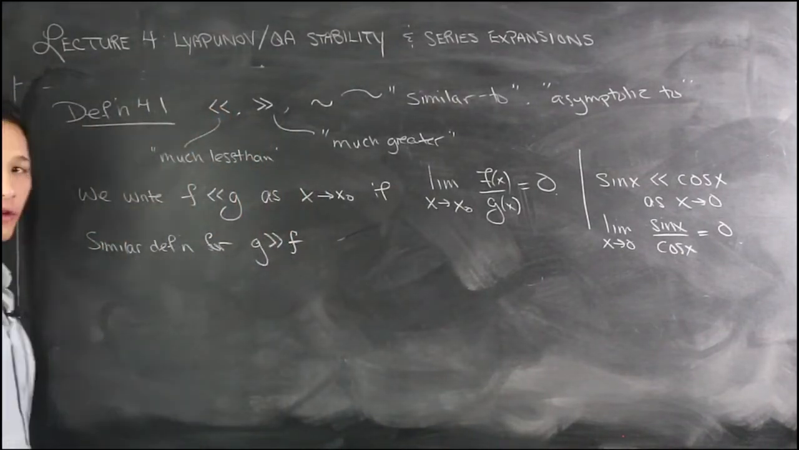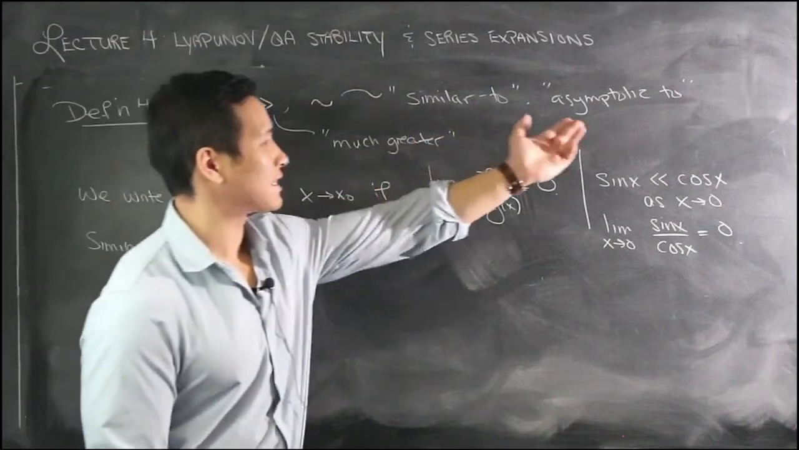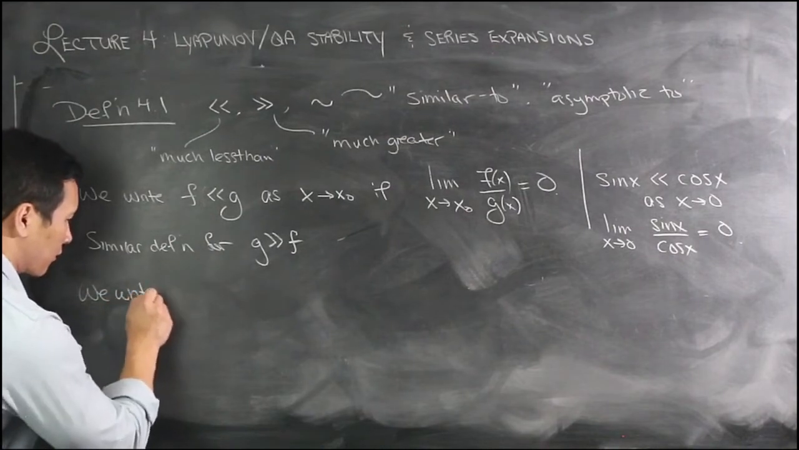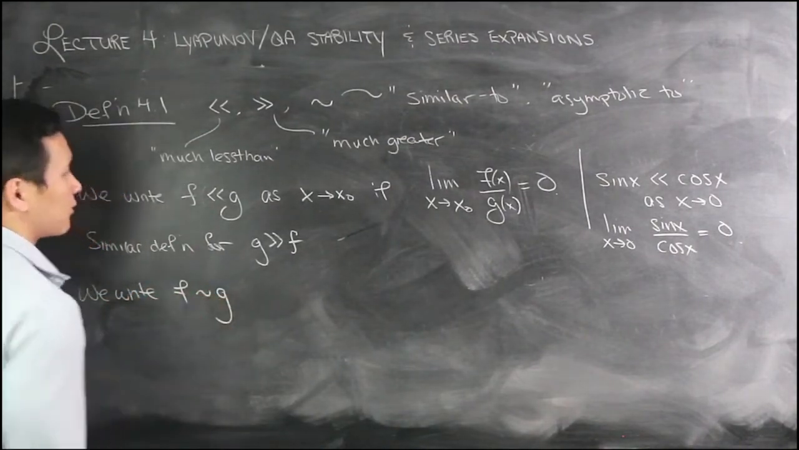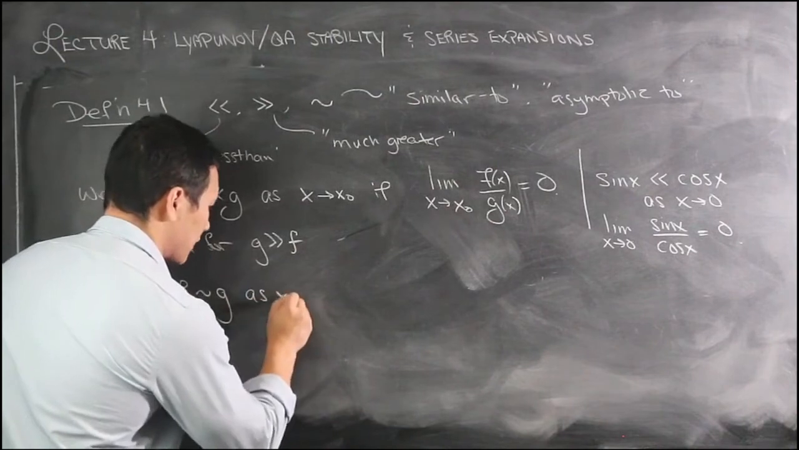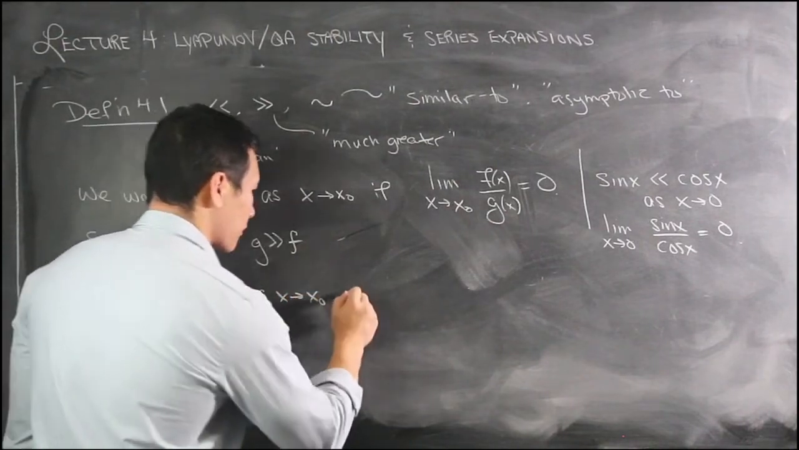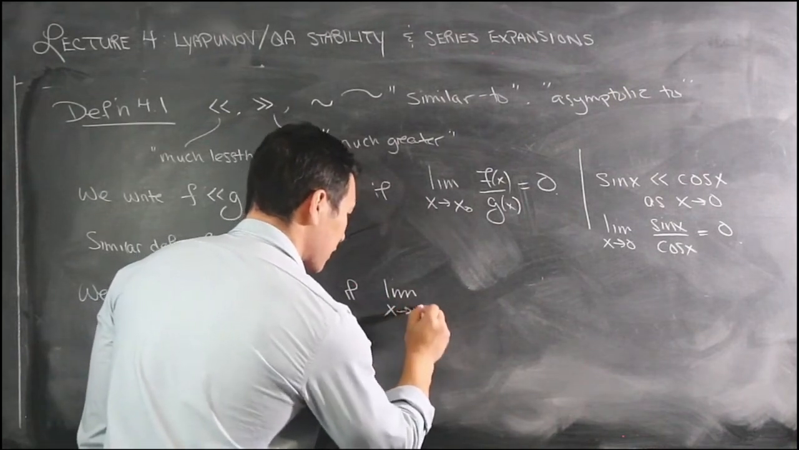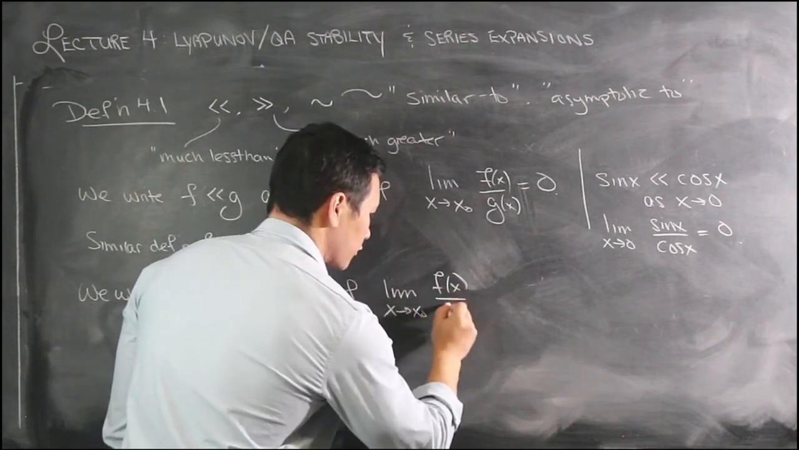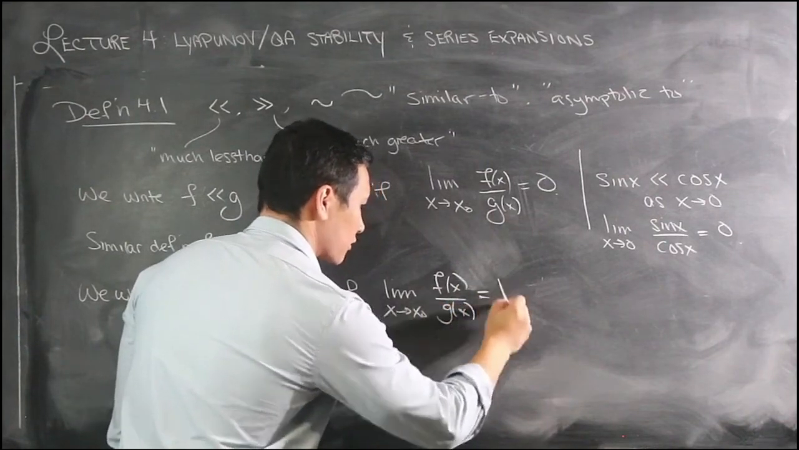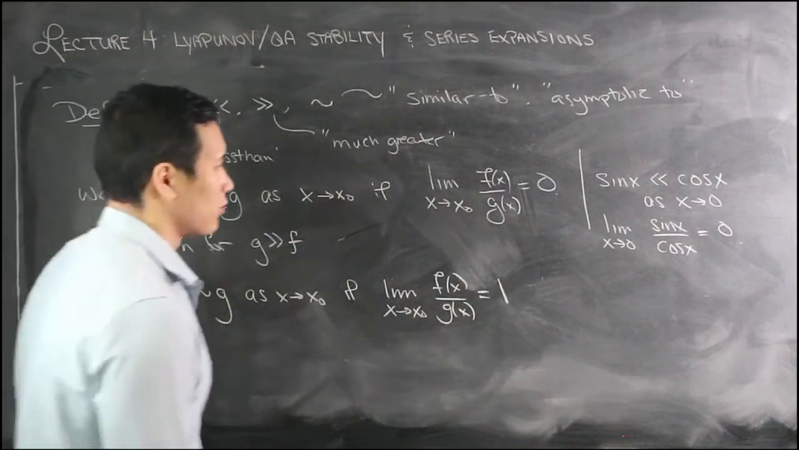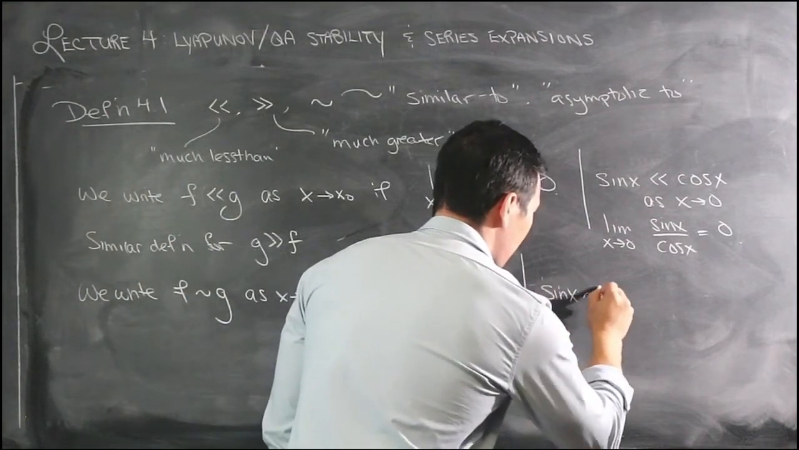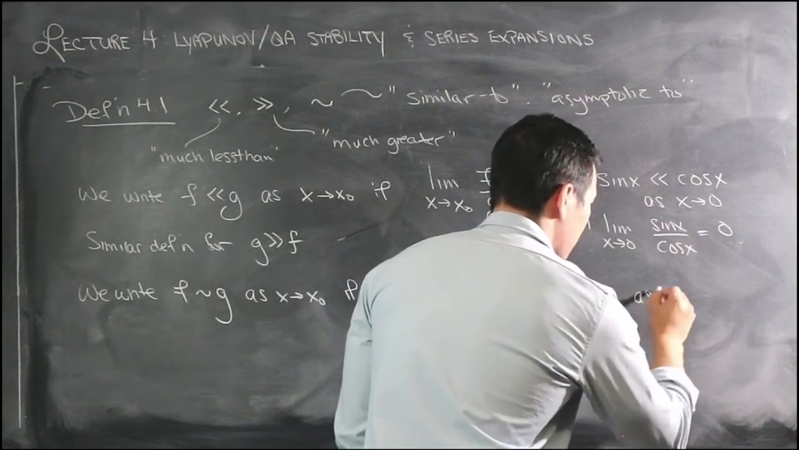And then finally, if the behavior is just right, similar to or asymptotically to, we write f tilde g as x tends to x naught if the limit as x tends to x naught of f of x over g of x is equal to 1. So for example, sine x tilde x as x tends to 0.